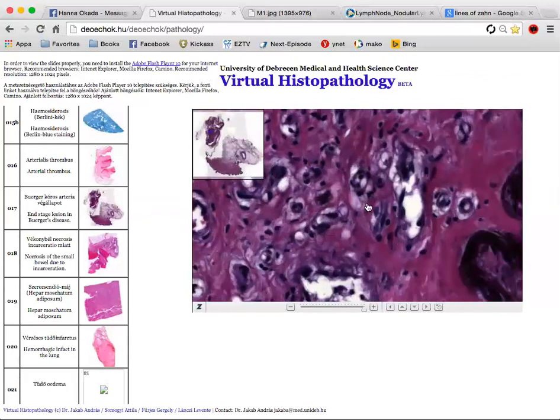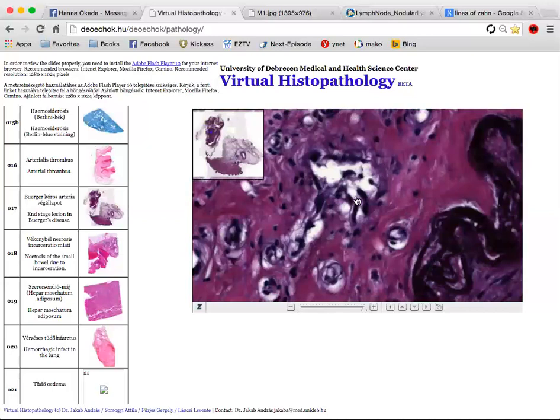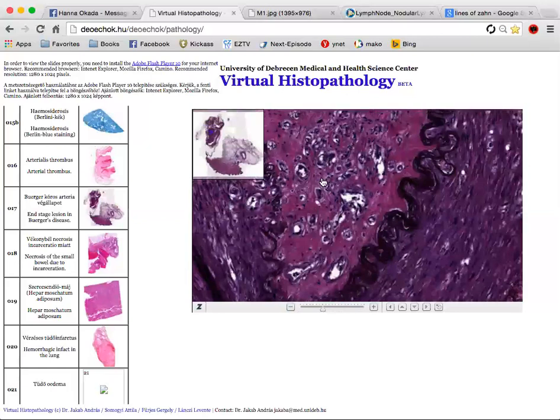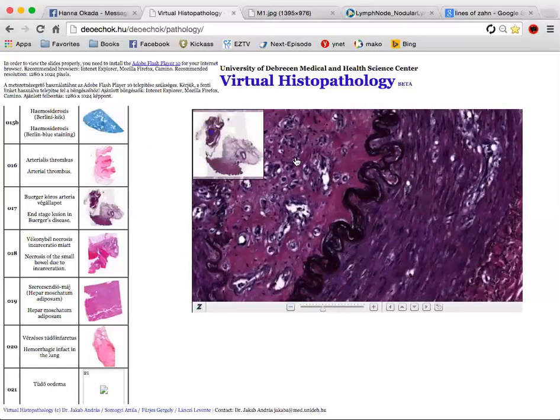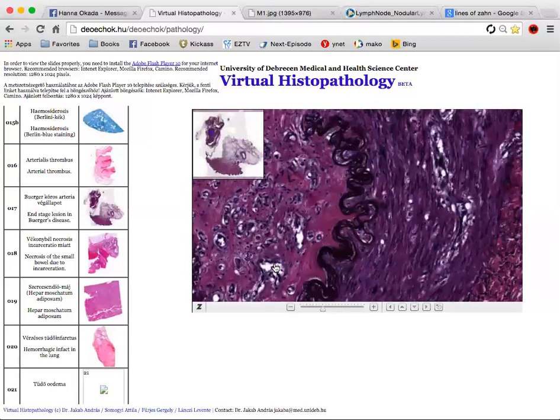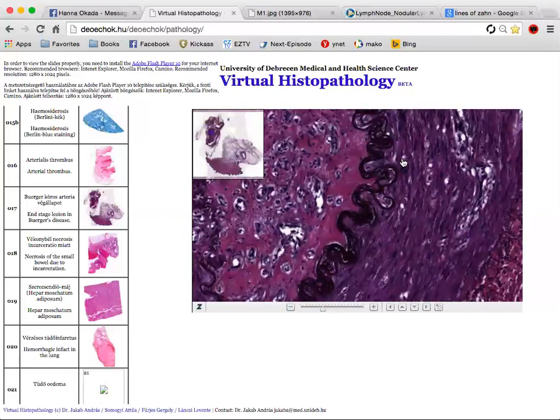Okay, but this is not enough to fully restore the blood flow. So usually it's in the limbs, so in the hands and in the feet. And that's not enough for a normal blood flow. It's just an attempt. Now, what's important here is you see this wavy line. This is the internal elastic membrane of the artery.